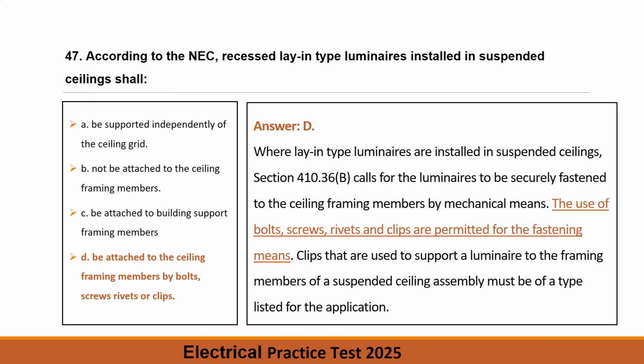Answer, D. Where lay-in type luminaires are installed in suspended ceilings, Section 410.36(B) calls for the luminaires to be securely fastened to the ceiling framing members by mechanical means. The use of bolts, screws, rivets and clips are permitted for the fastening means. Clips that are used to support a luminaire to the framing members of a suspended ceiling assembly must be of a type listed for the application.